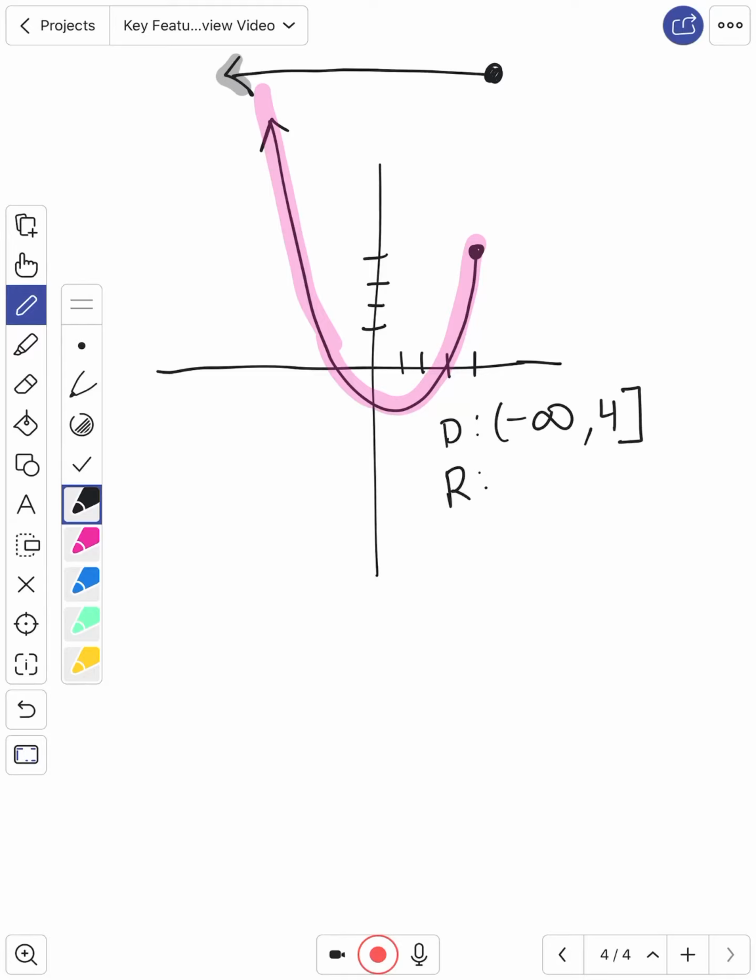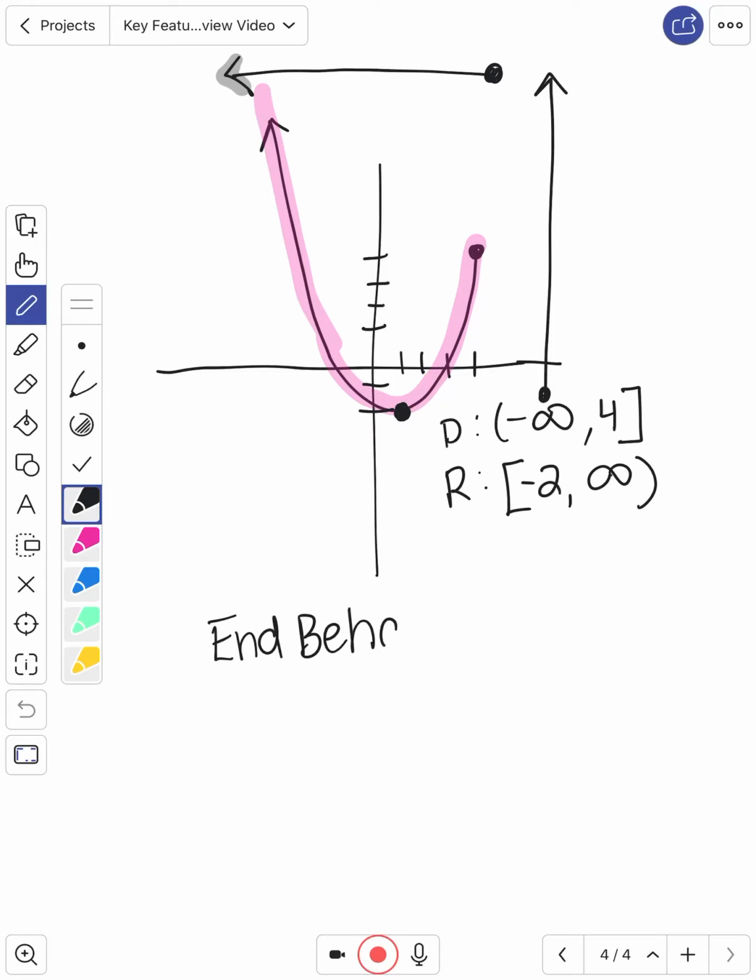All right, my range. We're stopping right here. We have this closed point, and we're going up to infinity. So this is going to be at -2 with a bracket because it's closed, and then to infinity. Now, end behavior. This is one of those situations where your end behavior may not actually be to an infinity value. It may not be to infinity or negative infinity. It may be to an actual numerical value.